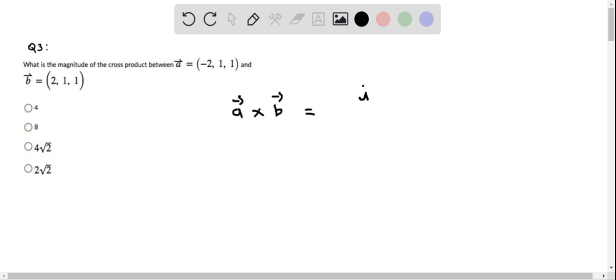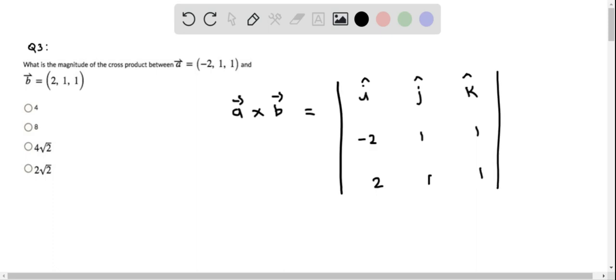So in the first row, I put the unit vectors i vector, j vector, and k vector. In the second row, I put the components of a vector, which is negative 2, 1, 1. And then in the third row of the determinant, I put the b vector components, that is 2, 1, 1. So we have to basically evaluate this determinant.